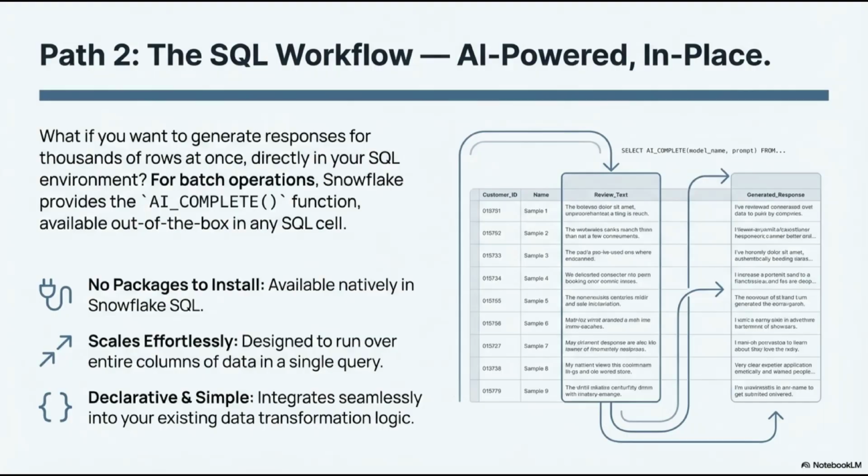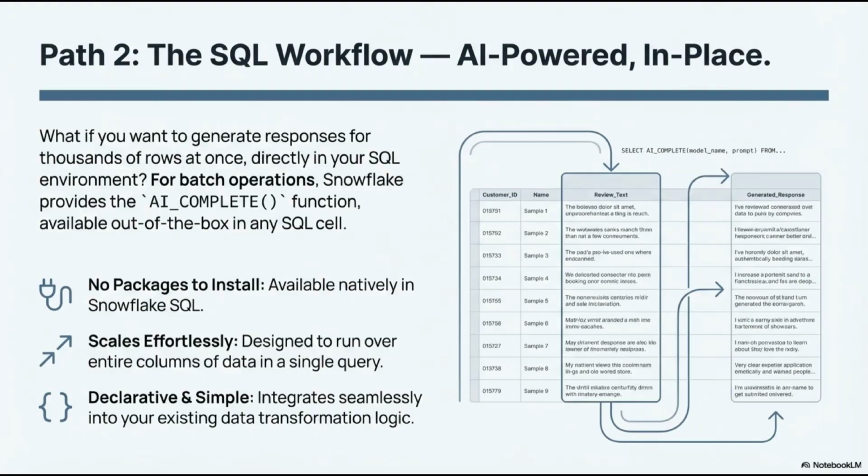The platform itself handles all the parallelization and the scaling for you effortlessly. So instead of me writing some complex orchestration script, I can just write one line of SQL, like select review text, A complete, from reviews, and the platform just figures out how to run that for 50,000 rows at once. Precisely. You are integrating AI generation directly into your existing data transformations, your ETL or ELT pipelines.